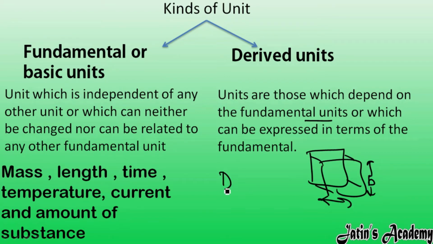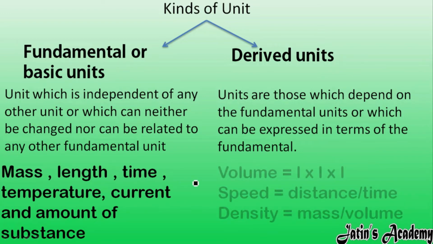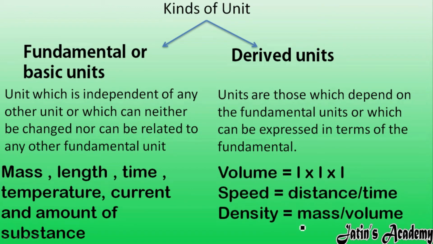If I say density is what? Mass over volume. So in order to know the density, I should know the unit of mass also, I should know the unit of volume also. So if I know both of these, then only I will know the density. So the units which are dependent on other fundamental units are known as derived units. For example, volume, speed, density.